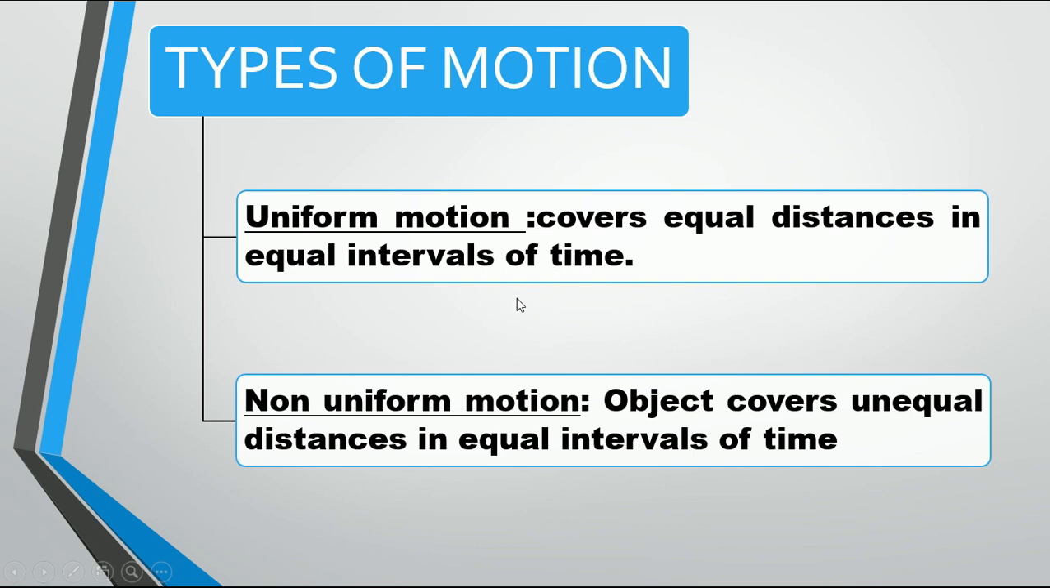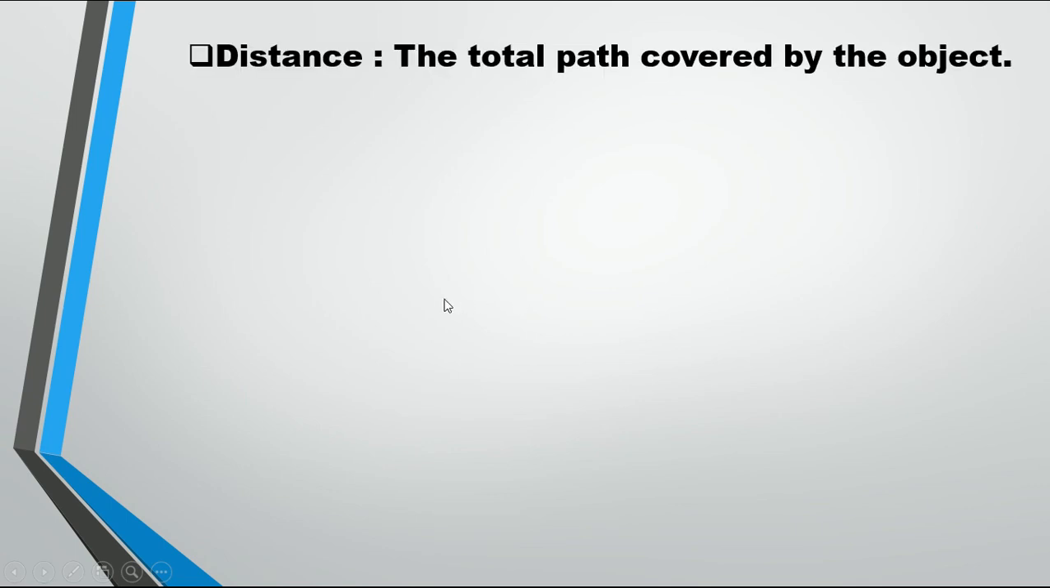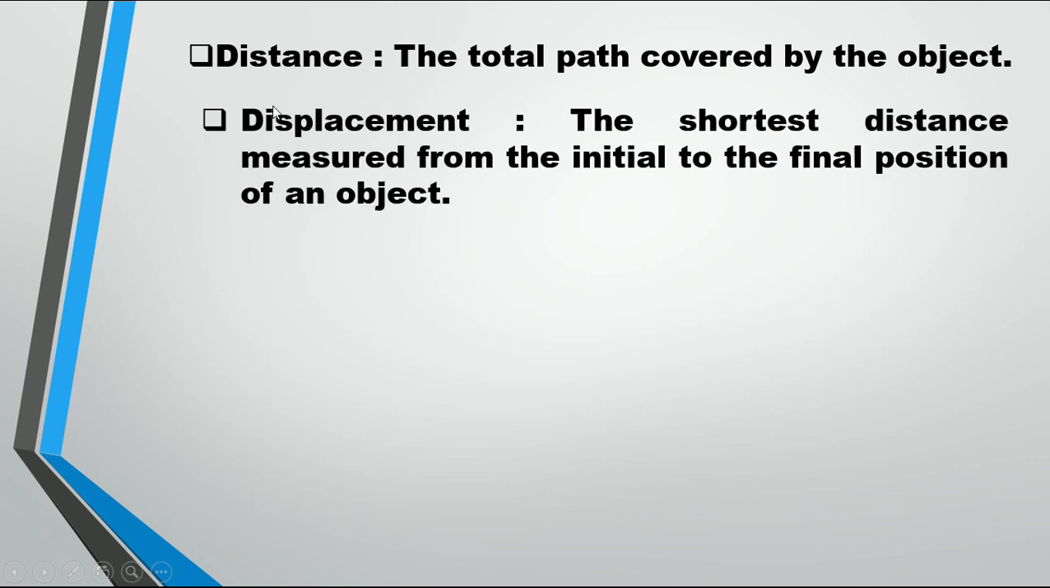Okay, now some physical quantities. What do you mean by distance? The total path covered by the object, that is known as distance. Then another term, displacement. Hope you know the difference between distance and displacement. What is displacement? The shortest distance measured from the initial to the final position of an object, that is known as displacement. Distance means the total path covered, but displacement means the shortest distance covered. So that is distance and displacement.